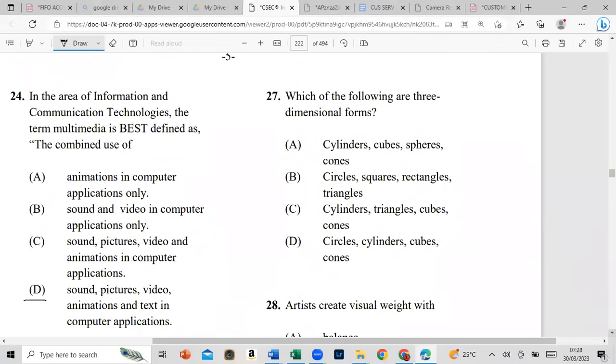Which of the following are three-dimensional forms? A, cylinders, cubes, sphere, cone. B, circles, cylinders, cube, cones. C, cylinders, triangles, cubes, cones. D, circles, squares, rectangles, triangles. And that would be cylinder, cubes, sphere, and cone. So 27 is A. So guys, can't get away from the maths.